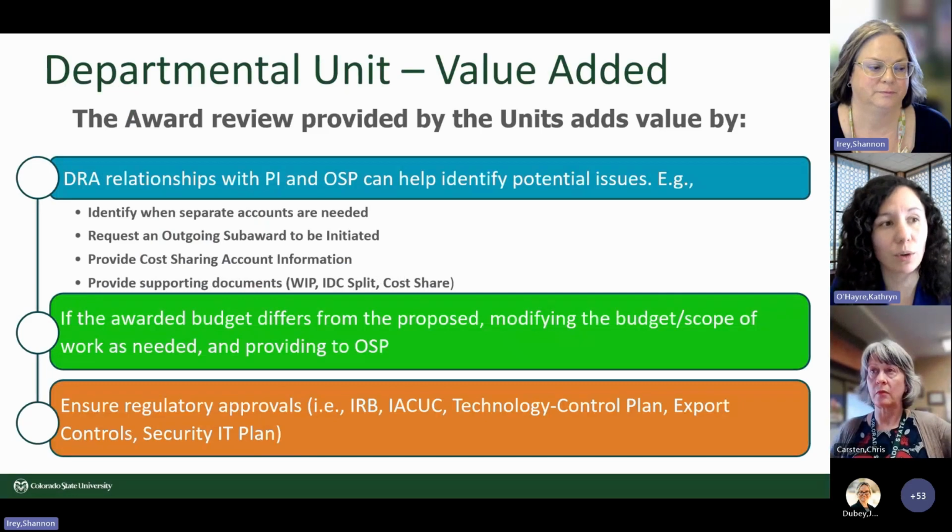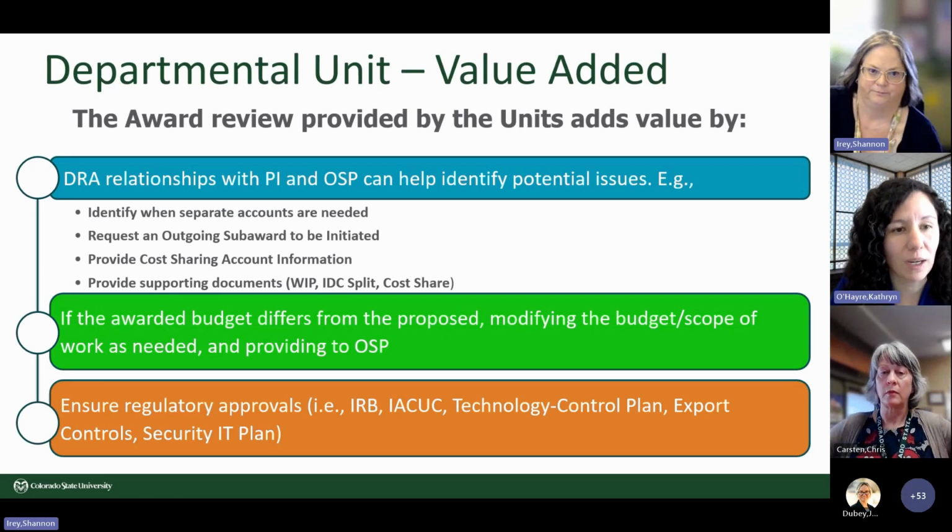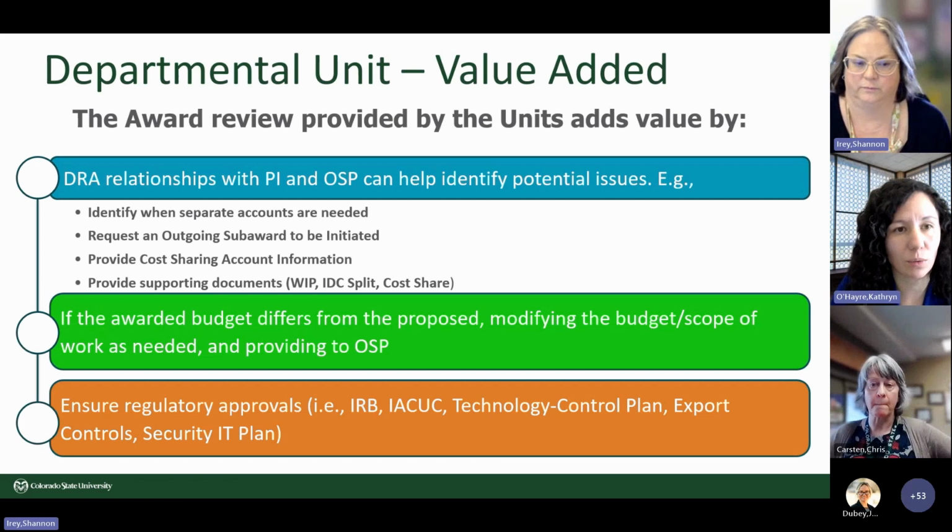We don't always need it for proposal, but we typically need it by the time award is set up. So keep those approvals, progress happening. If something's in progress, make it happen. Okay, we highlighted what were the added values of OSP.